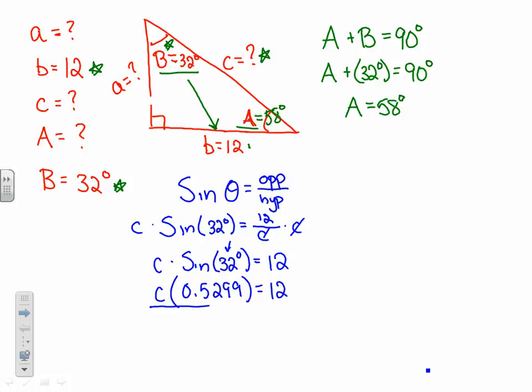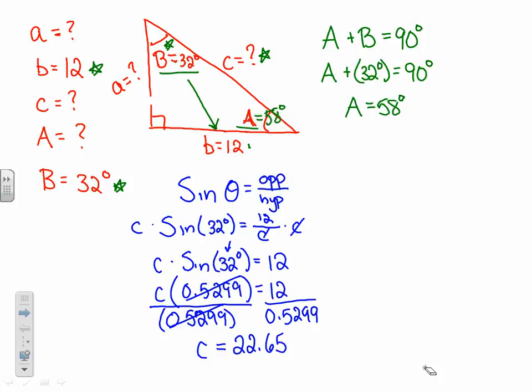We still are solving for C. That means we need to get rid of that 0.5299. And the only way to do that is to divide on both sides by 0.5299, all right? So they cancel out on the left side, and that leaves us with C is equal to, remember, 12 divided by 0.5299. And when I punch that into my calculator, I get a side C of 22.65, all right?